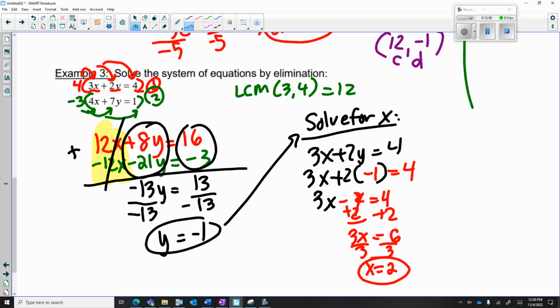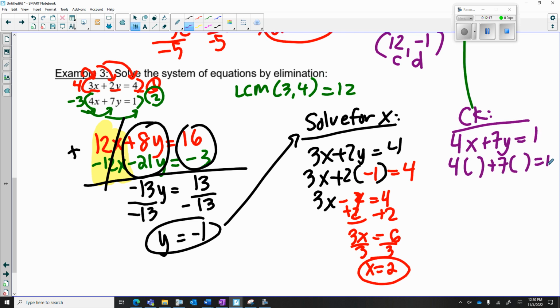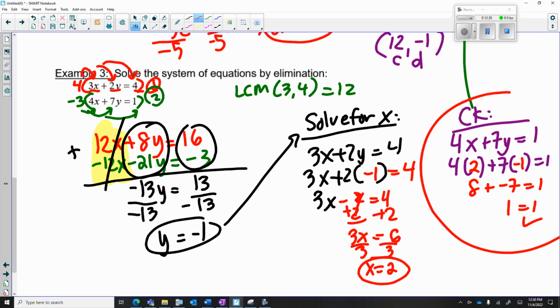Now we're going to check it in our other equation. Our second equation was 4x plus 7y equals 1. So plug in to check. As we can see, it did check out. I just plugged it in on the side here, and I got the answer. So there you go. Our final answer, let's write it as a coordinate pair, x comma y: 2 comma negative 1.